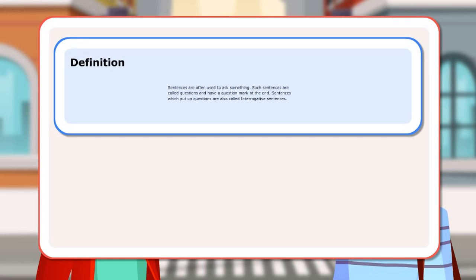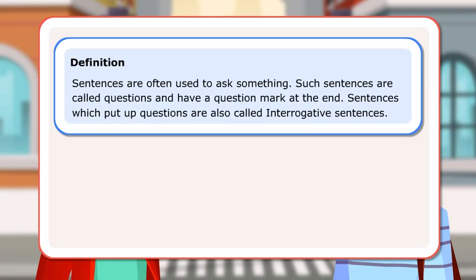Definition: sentences are often used to ask something. Such sentences are called questions and have a question mark at the end. Sentences which put up questions are also called interrogative sentences.